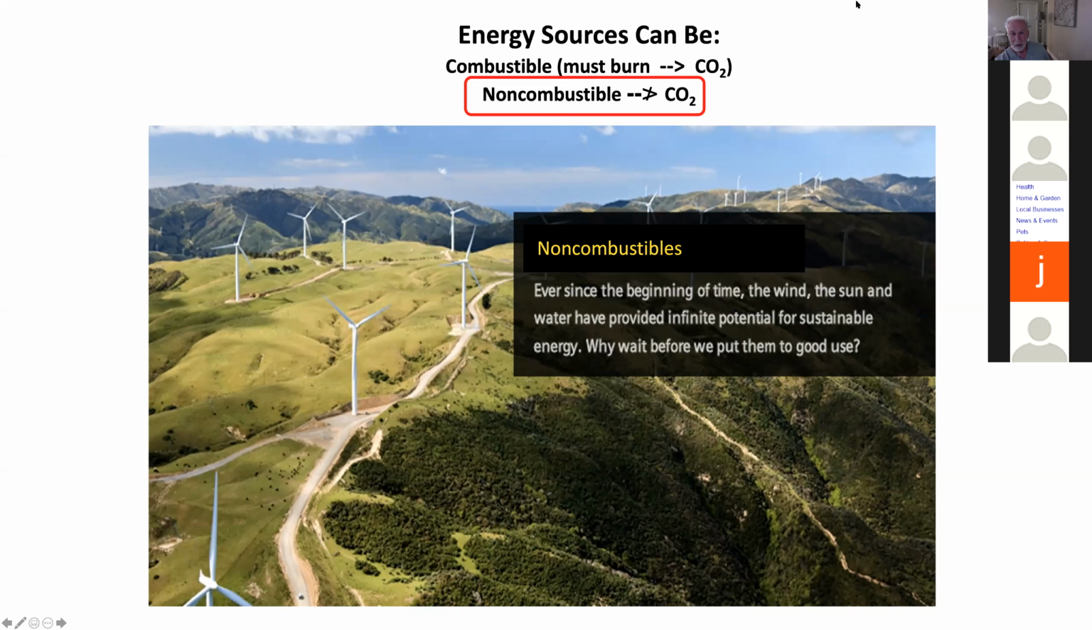So, at the top of this slide, energy sources can be either combustible or non-combustible. If they're combustible, to get energy out of them, you have to burn them. And when you do, you release carbon dioxide. Non-combustible, obviously, you don't need to burn it and you don't release any carbon dioxide. So this should be the goal then. Most of the sources of energy that we're using now are combustible, and what we should be doing is switching as fast as we can to non-combustibles.